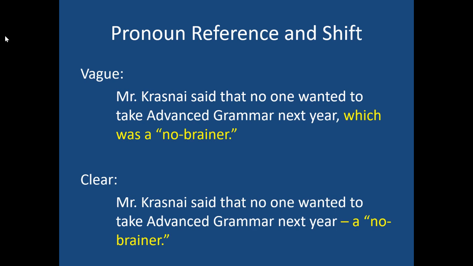So I might rewrite it to say, "Mr. Krasny said that no one wanted to take advanced grammar next year" dash, "a no-brainer." The dash makes it a sentence appositive, which kind of implies then that the fact that no one wanted to take the class is kind of a no-brainer.